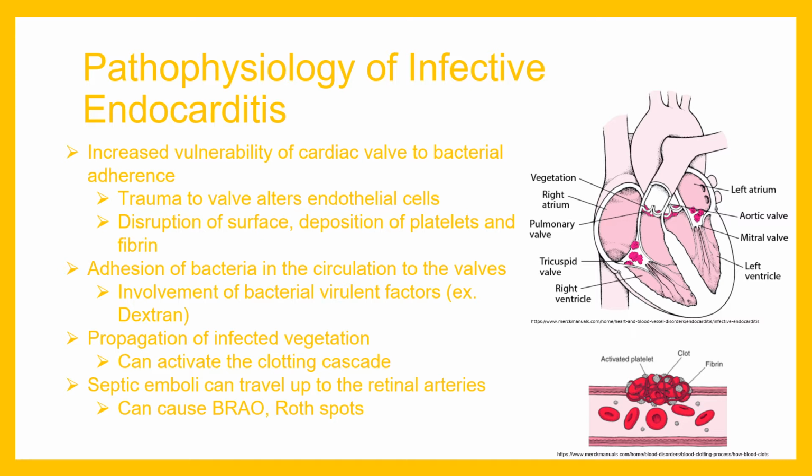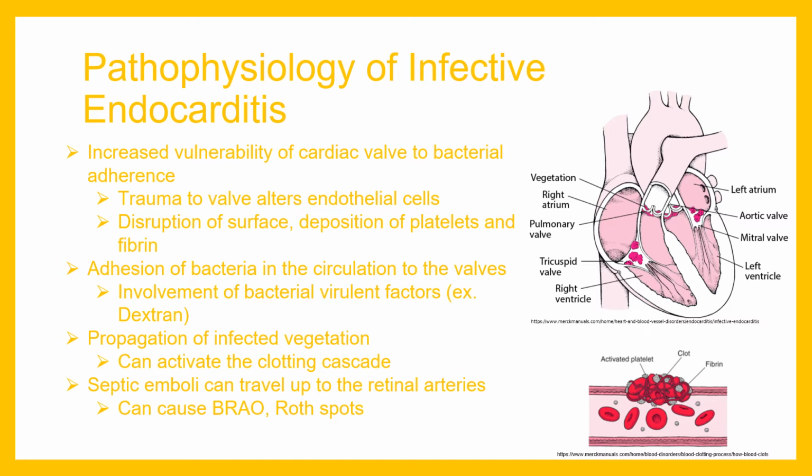Once this abnormal pathology of the valve is formed and some of the coagulation factors are laid down, the bacteria in the circulation are then able to adhere better to the valves. There is also help from the virulence factors released by these bacteria. And once these bacteria have seeded and found the surface to grow, a whole colony can propagate on the valve surface.